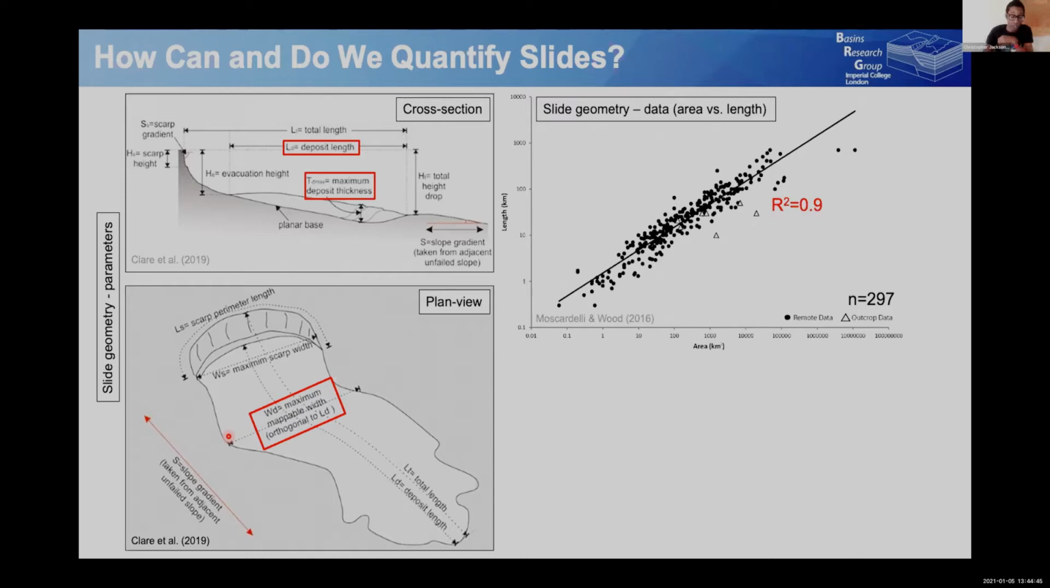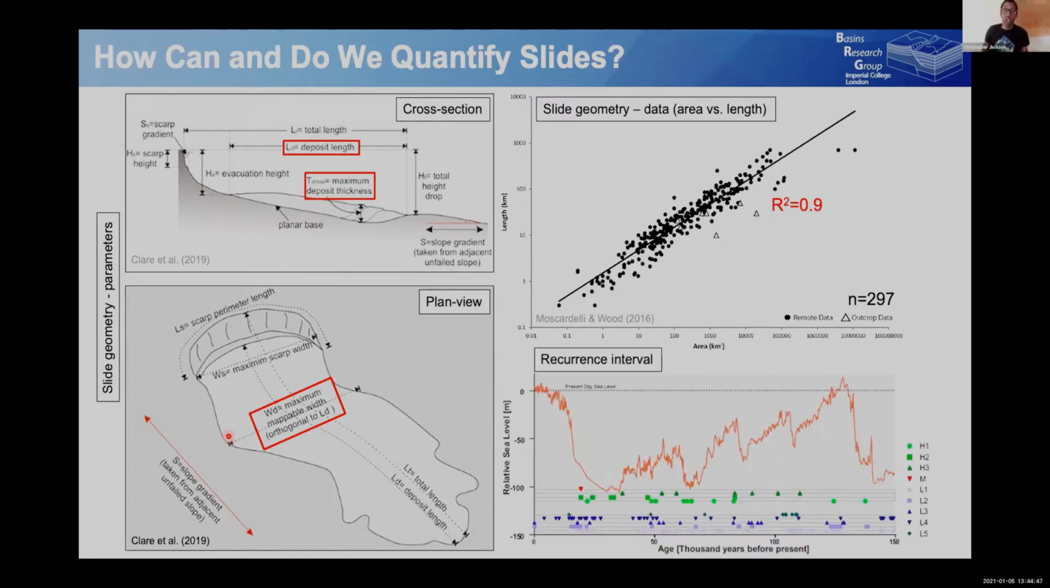We can also look at the recurrence intervals of slides, and that's important for the next slide I'm going to show. So in terms of recurrence interval in this graph here, we're looking at time before present from 0, going back to 150,000 years on the x-axis on the right, and then relative sea level, which is the red curve shown in here. And we can see a number of submarine landslides plotted in through here. And you can try and then see how often those submarine landslides occur, whether they correlate with things like earthquakes or changes in sea level.